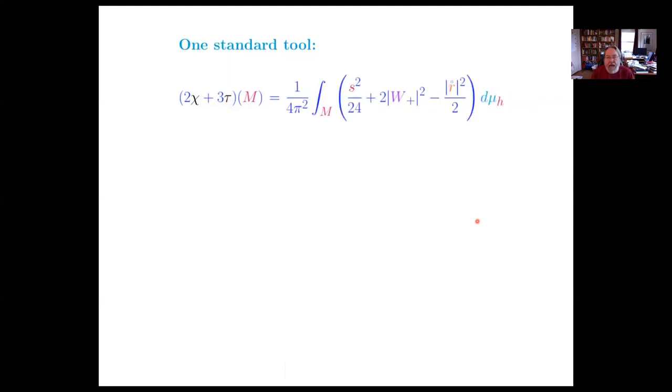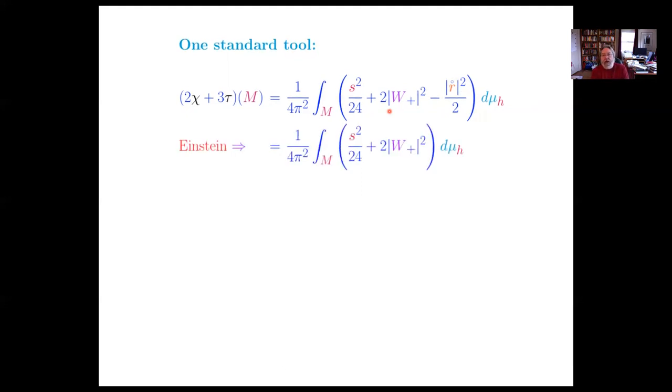On the other hand, there are Gauss-Bonnet type formulas for the Euler characteristic and the signature, or you could just ask what would be the curvature representation of an integrand for p1 of lambda plus, and you'd find out that it involves the scalar curvature squared and twice the pointwise norm of W plus squared minus the trace-free Ricci curvature squared. That's simply what will fall out if you use the connection on lambda plus that's induced by the Riemannian connection.